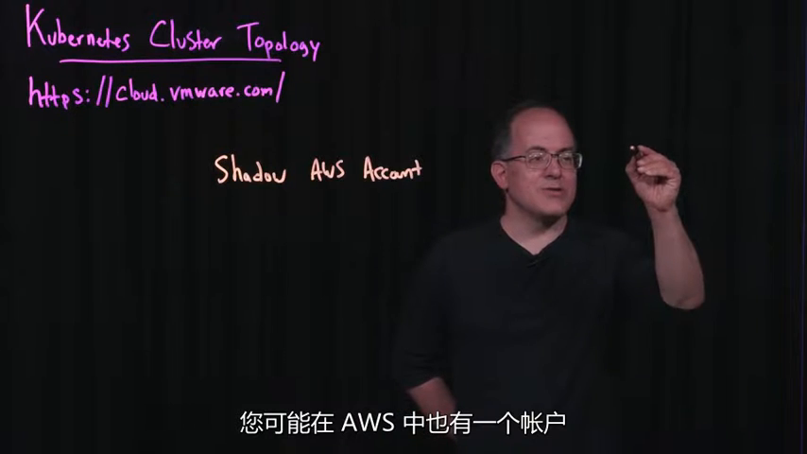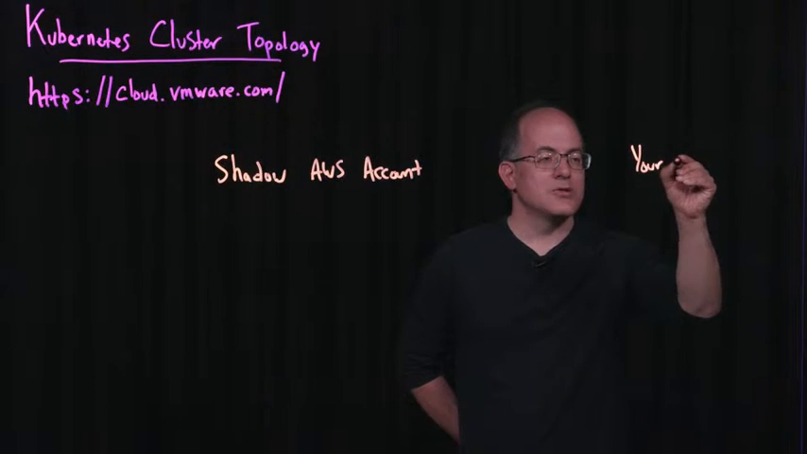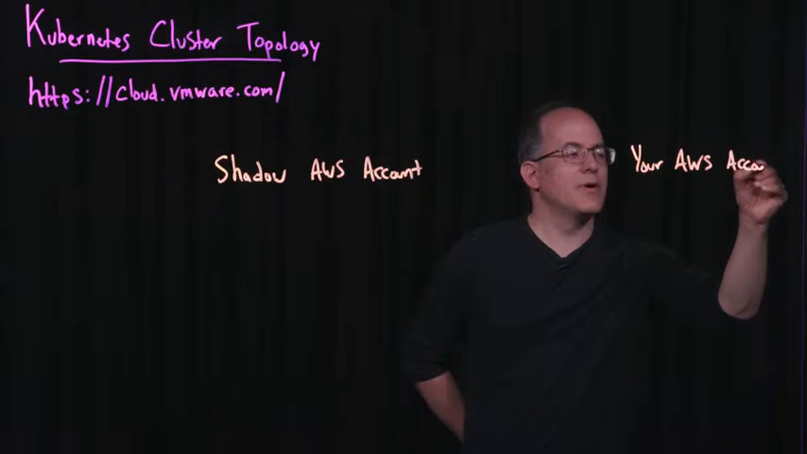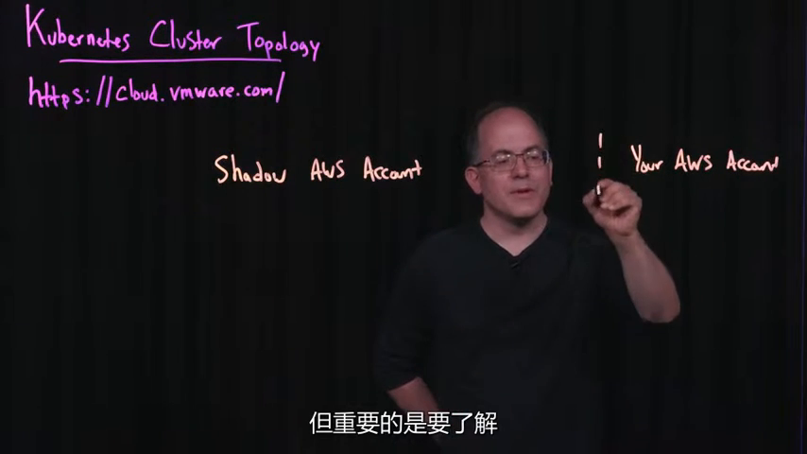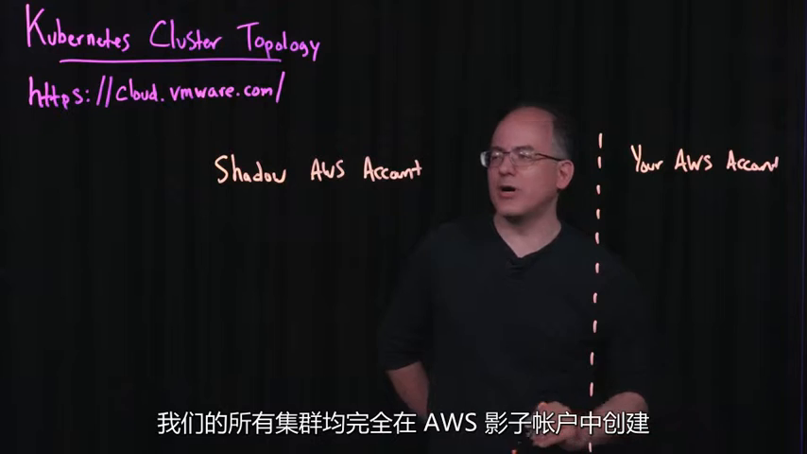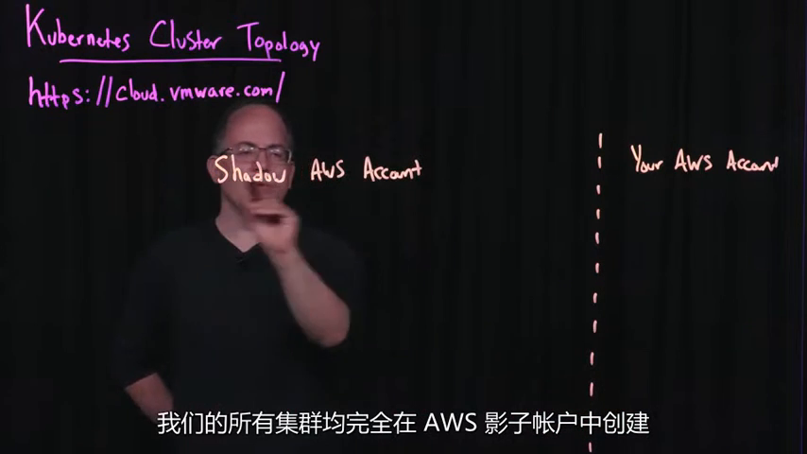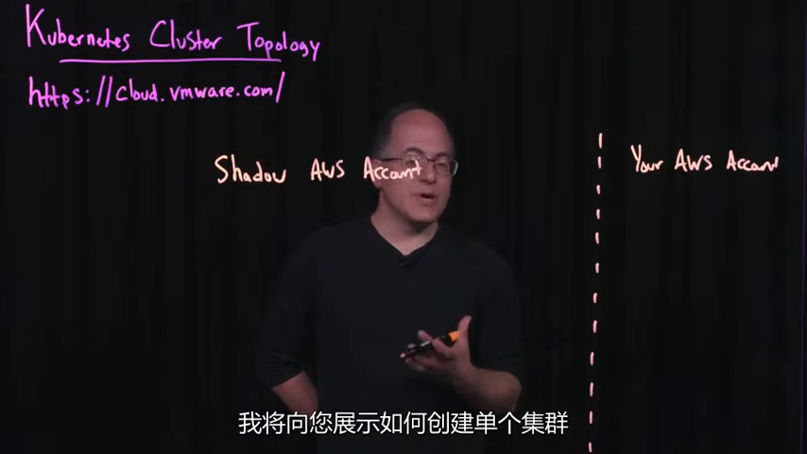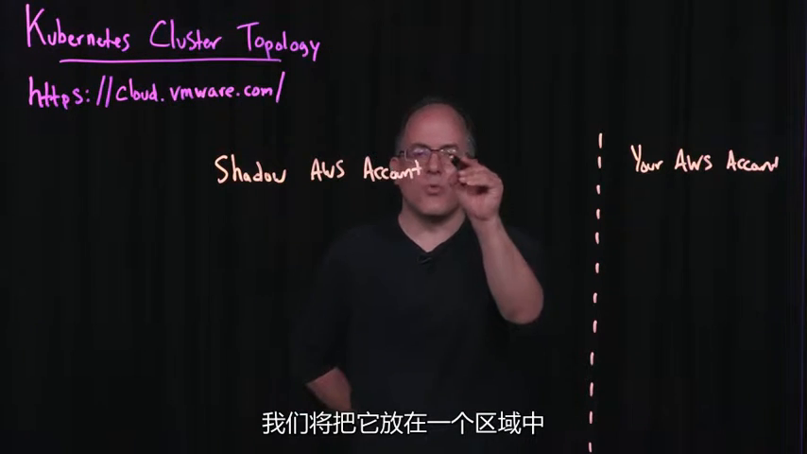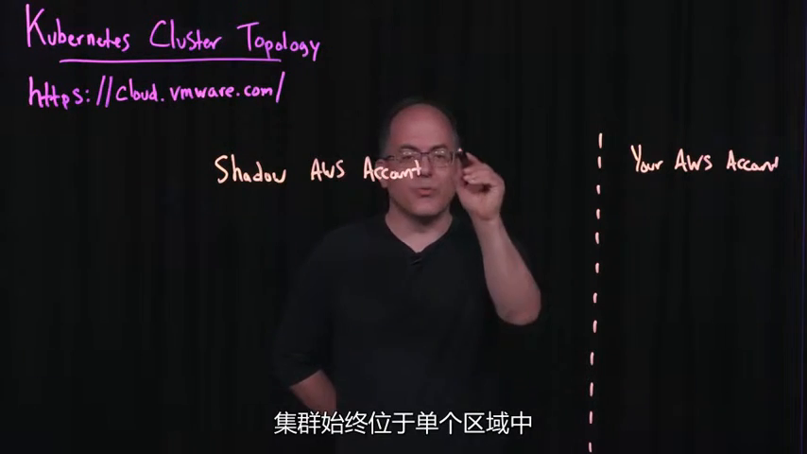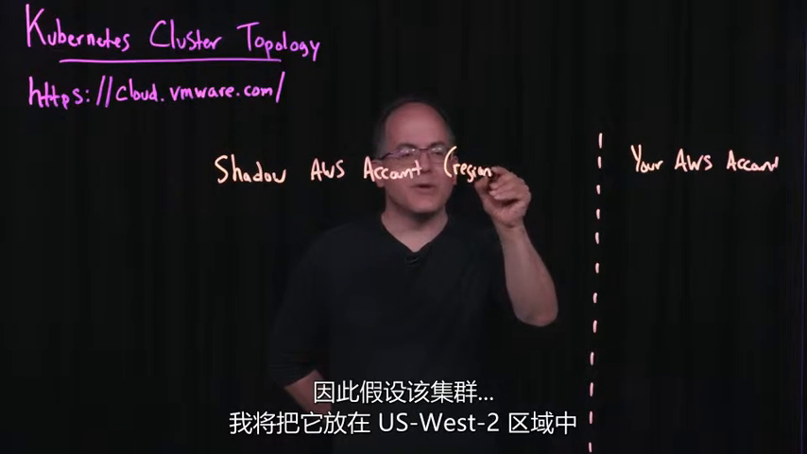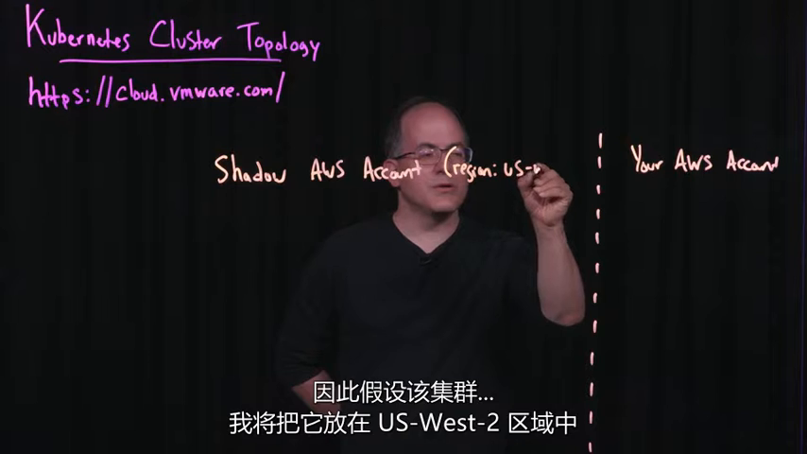You probably have an account too in AWS. So I'll draw your account over here, and we'll come back to it later. But it's important to know that our clusters are created entirely within an AWS shadow account. So I'll show you how we create a single cluster, and we're going to put it in one region. A cluster is always in a single region. So I'll assume that this cluster is in the US West 2 region.